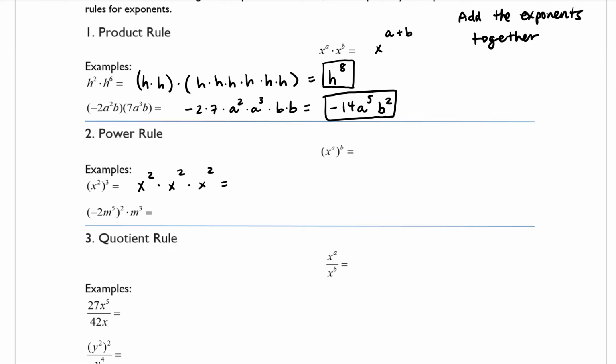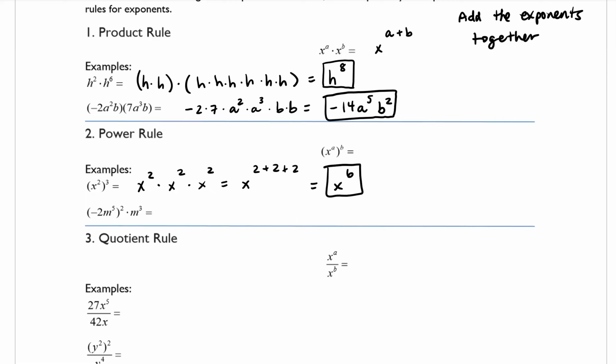And now that we have learned the product rule in the previous example, we know that when we multiply something like this, we just add the exponents together. So this would come out to x to the power of 2 plus 2 plus 2, which is equal to x to the 6th power. Okay, and then let's work with the next one.